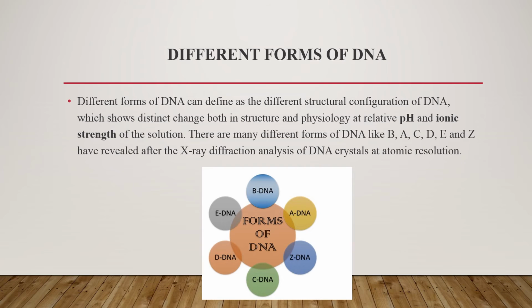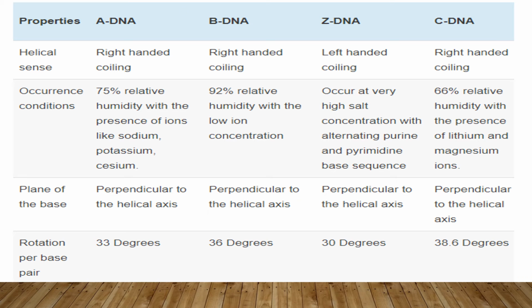There are different forms of DNA. There are basically 6 different forms of DNA: A, Z, C, D, E and B. Out of these 6, these 3, B, A and Z DNA, are very important, and the DNA can attain different conformations on the basis of the pH and ionic strength of the solution. These are the properties of these 3 basic DNA forms which are commonly found in the cells of living organisms.